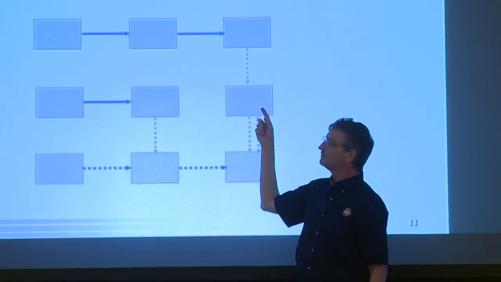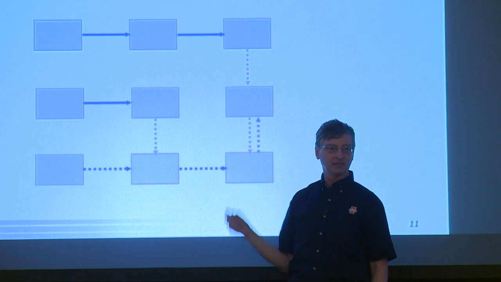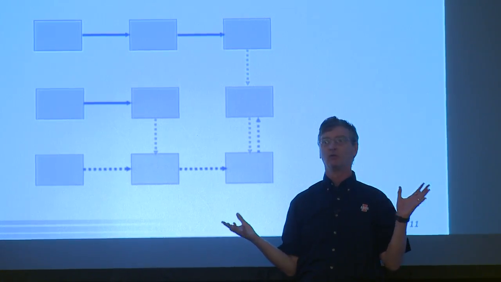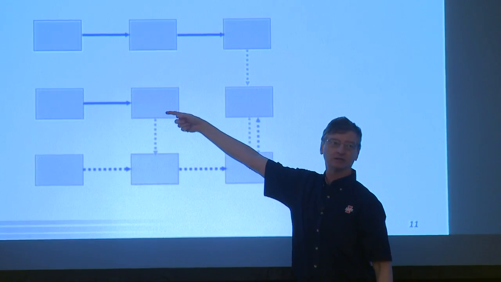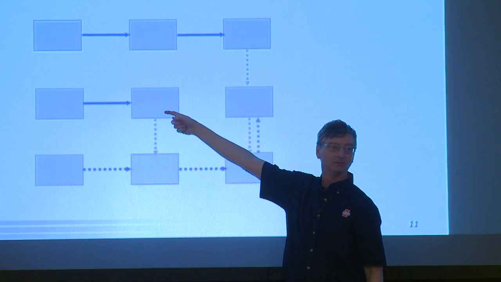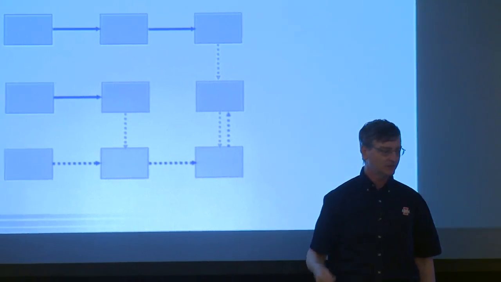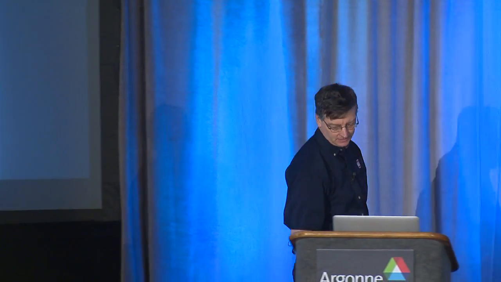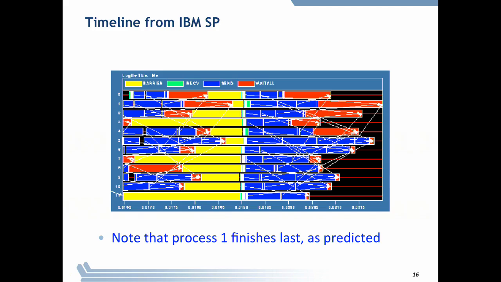If I said, I just want to do all those sends, and you send whatever you can send, it could start sending data this way as well. And so by requiring a particular order of execution, I've slowed down the code. And you can see that here on this chart.